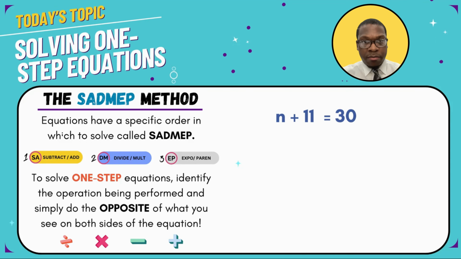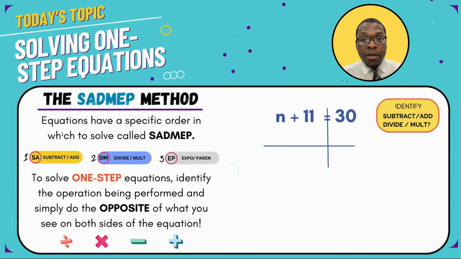Now, we're going to take a look at an example just so we can get our feet wet and see how to do these problems. We'll start with n plus 11 equals 30. All right, first thing we'll do is we'll always make our scales, so that way we always keep our equations balanced. Now, what we want to do is identify, do we see any subtraction, addition, division, or multiplication? We're just looking for those four operations. Do we see any of those four operations in this example?